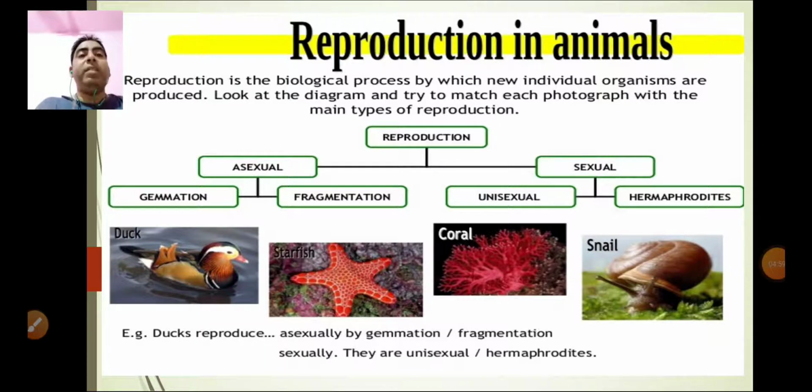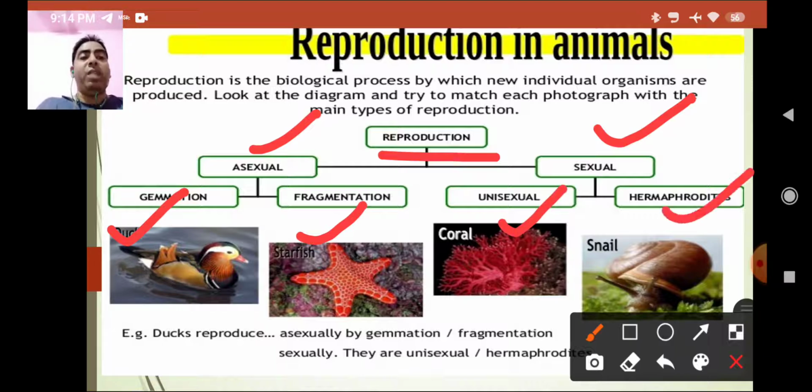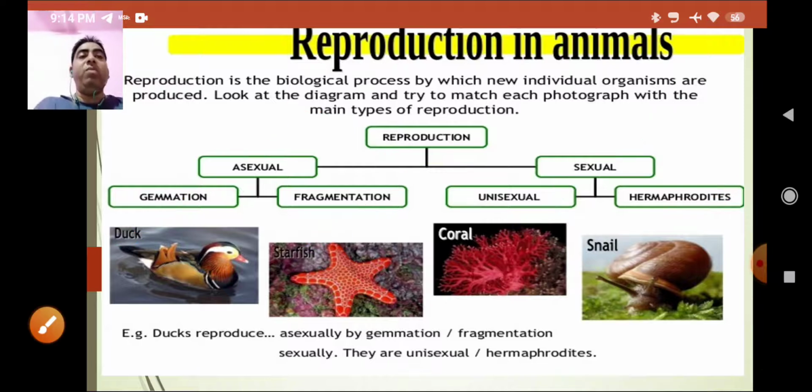Now we will see reproduction in animals. First of all, what is reproduction? Reproduction is the biological process by which new individuals, organisms, are produced. You can see the diagram. The reproductive system in animals is divided into asexual and sexual. Asexual is divided into gamation, fragmentation, and so on, and sexual is divided into unisexual and hermaphrodite. Now we don't have to discuss reproduction in animals.